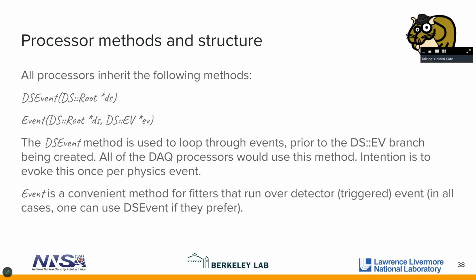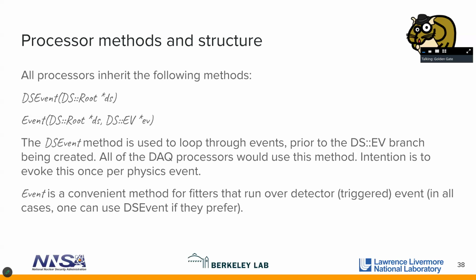Then, I mentioned this at the beginning of my talk, you need to be careful about whether you want to loop over simulated events or triggered events. So there are two methods for looping over events. One is called DS event, the other is called event. The DS event method is to loop through events prior to the event branch being created. So all of the DAQ processors, which are the things that create the event branch, would use DS event, because you don't actually have the EV branch yet. So you would always use DS event to loop over events before the EV branch is created.